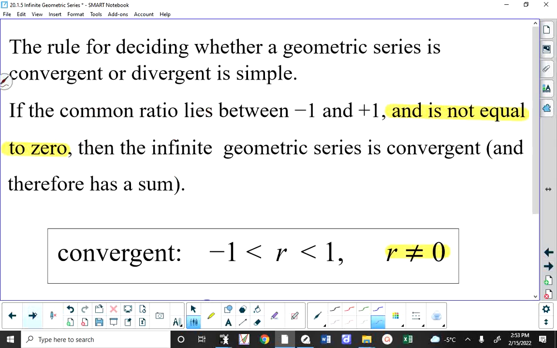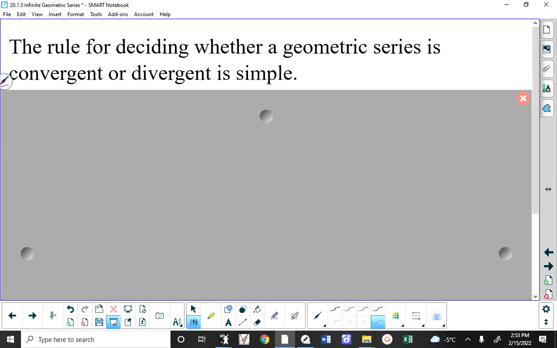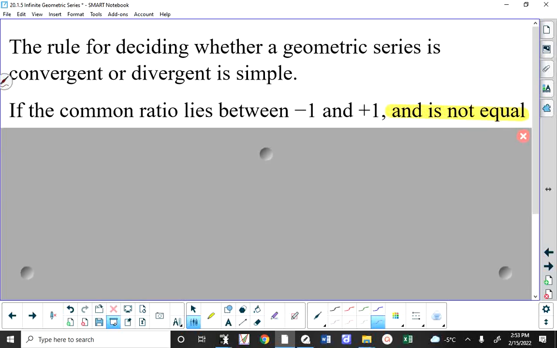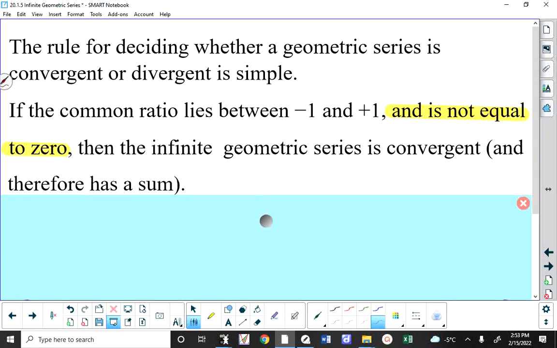And I have some things to add here. So let me walk through this with you. The rule for deciding whether the geometric series is convergent or divergent is simple. In your notes, it says the common ratio lies between negative 1 and 1. If that's the case, then it's convergent and it has a sum. Really, I should say it lies between negative 1 and 1 and is not equal to 0. And I've changed my note package for next time. You cannot have a common ratio of 0. Well, I guess you could, but all the terms would turn into zeros at some point.